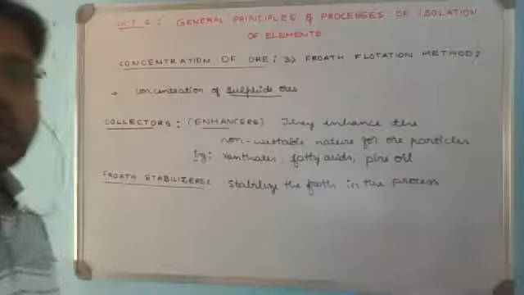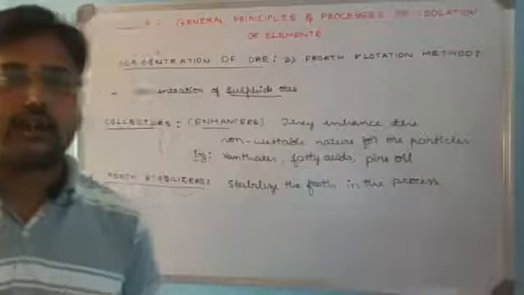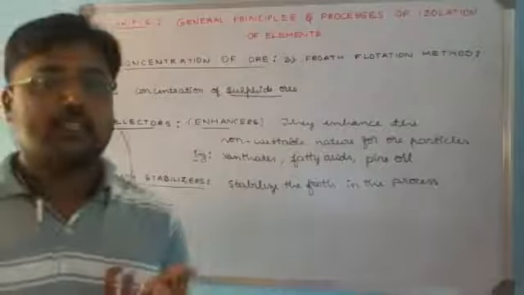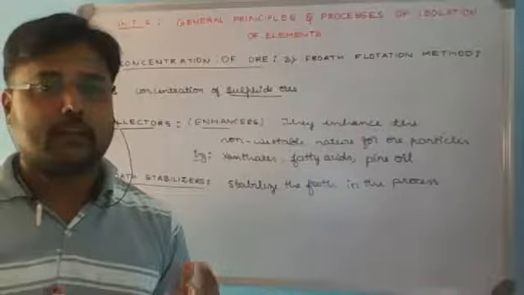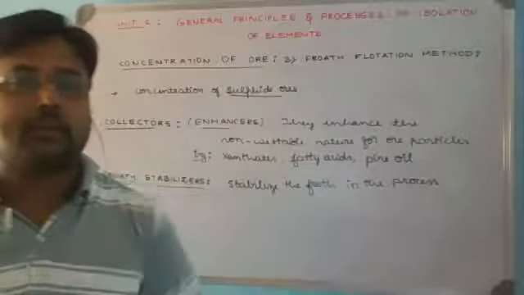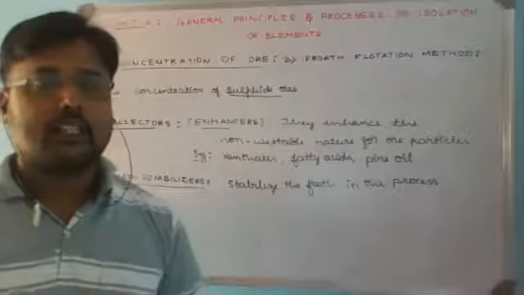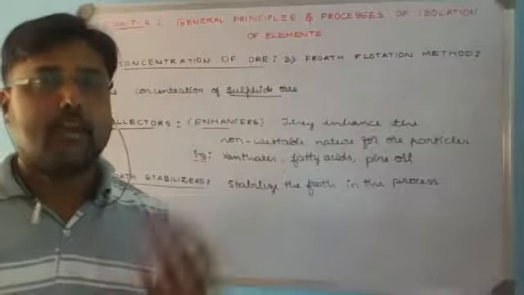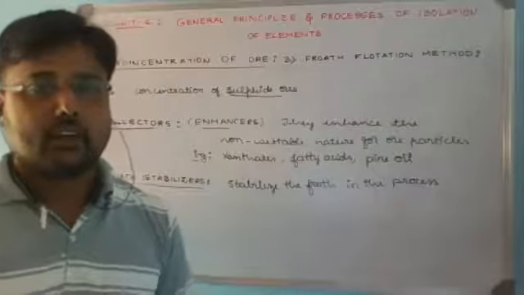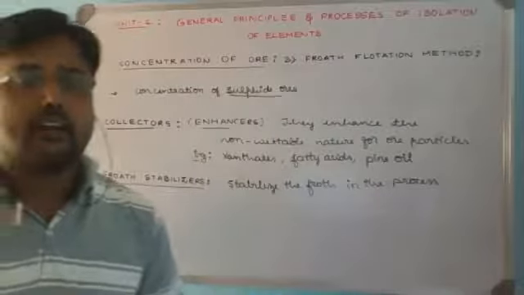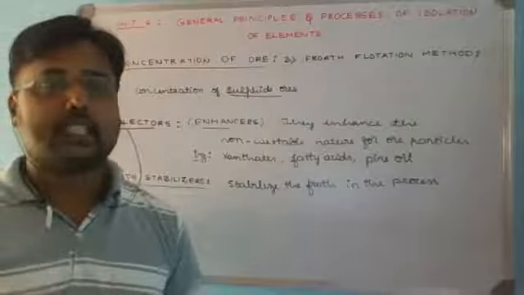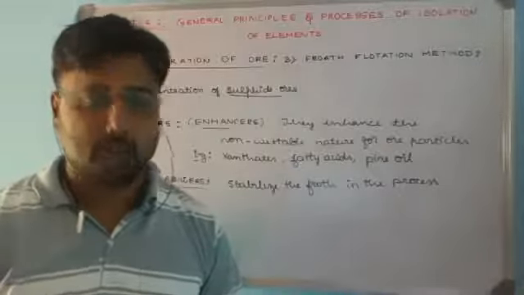Because whatever ore particles we are going to concentrate are coming onto the froth. When the stability of the froth is not there, we cannot extract them. Hence, to give stability to the froth formed, so that it lasts for a longer time, stabilizers are added, which give extra stability to the froth formed in the process.